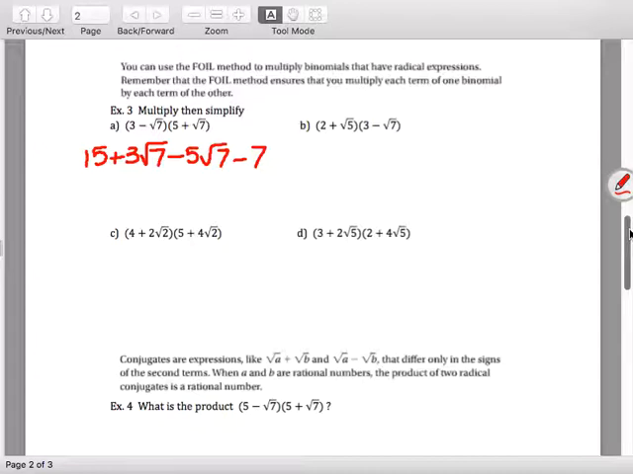Sometimes the answer is yes, you can. Sometimes the answer is no, and you're done. Well, 15 minus 7 is 8, so I can do that. And then 3 radical 7 minus 5 radical 7 is minus 2 radical 7. I'm going to pause, and I want you to do B, C, and D on your own. Get as far as you can before I start working them.